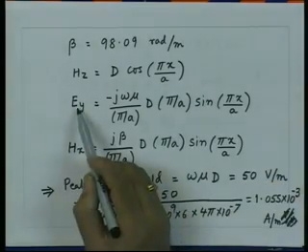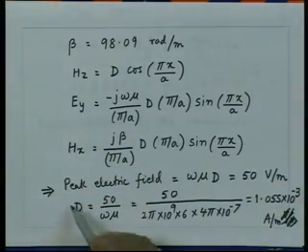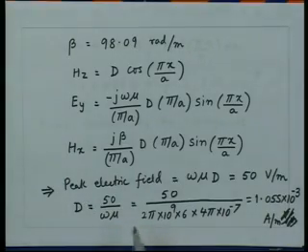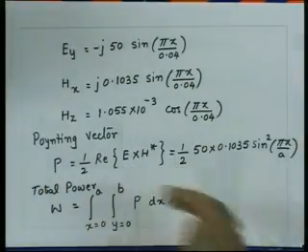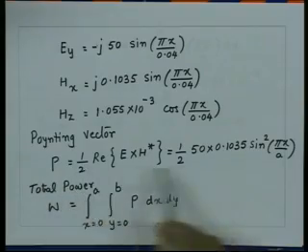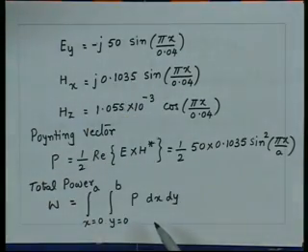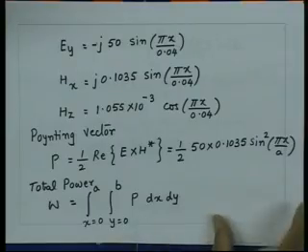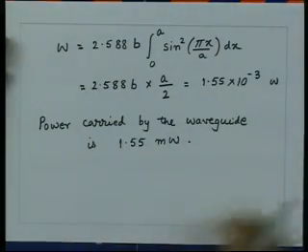Put a constraint that the peak amplitude for the electric field is 50 volts per meter. From there we calculate this unknown parameter D. Once we get D, we substitute into the expressions and we get the three components of the fields, and then we calculate the Poynting vector, which is nothing but Ey multiplied by Hx, and then we integrate the Poynting vector to get the total power carried by the waveguide.